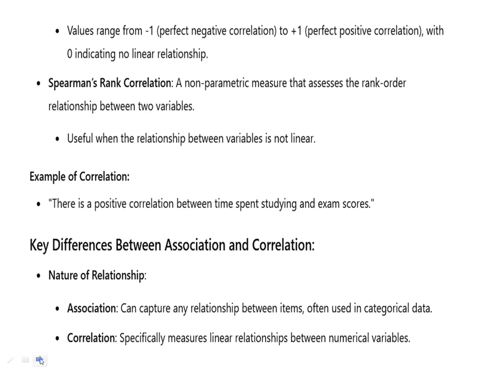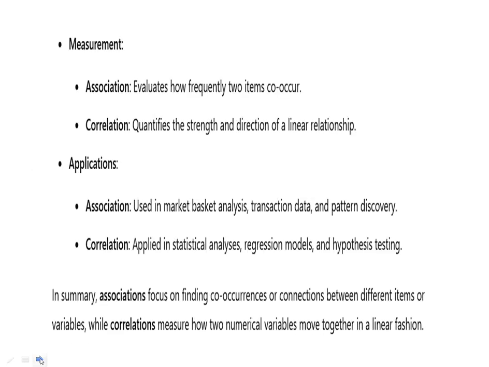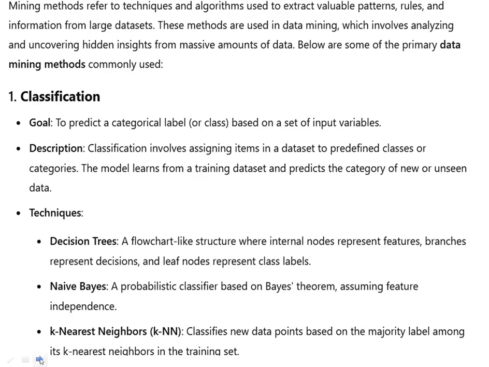The key difference between association and correlation is the nature of the relationship. Association can capture any relationship between items and is often used with categorical data, and it evaluates how frequently two items occur together. Correlation specifically measures the linear relationship between numerical variables and quantifies the strength of a linear interaction. In application, association is used in market basket analysis to find co-occurrence of a connection between different items, while correlation measures how two variables move together in a linear fashion.